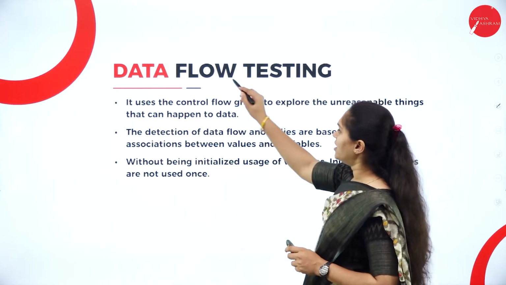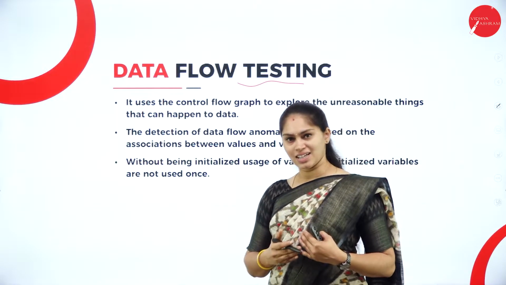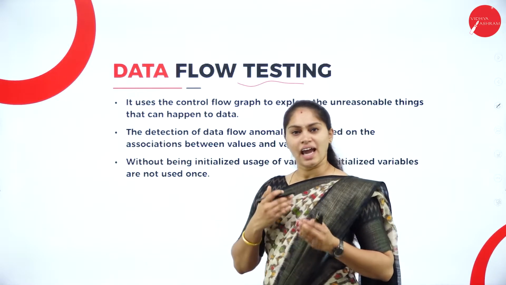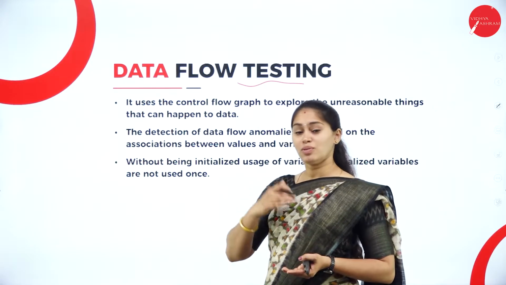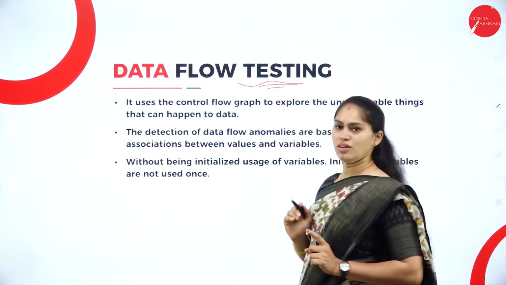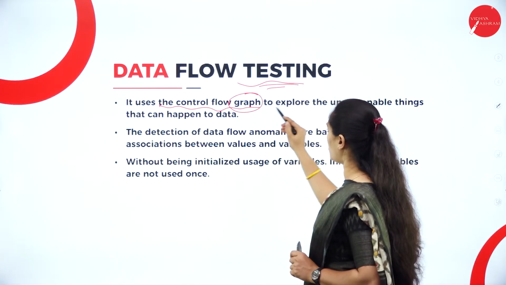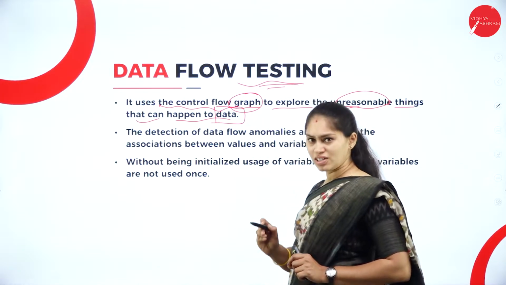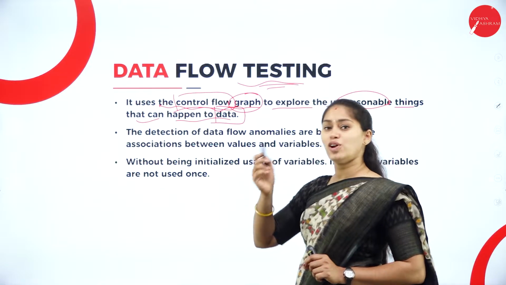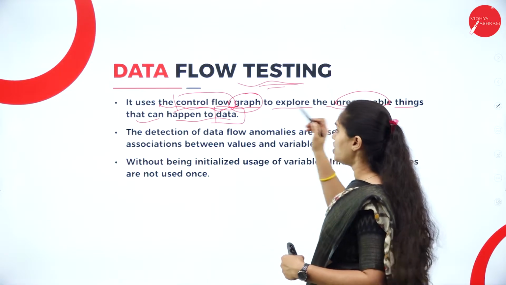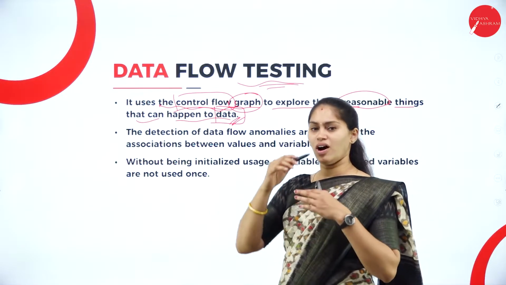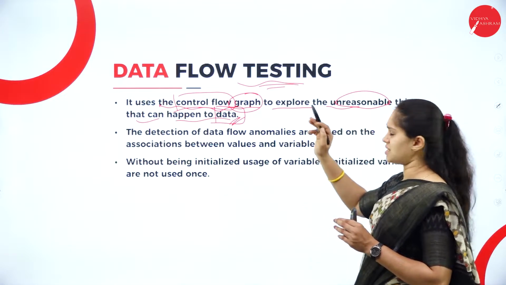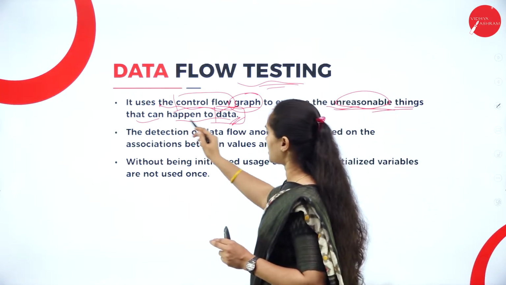Next, in the same way, we have data flow testing. They are going to take the result of a control flow, that means how the program is moving, what the structure of the program is, how it got designed. Every detail we are going to have in a control flow diagram. By taking that as an input, this data flow testing will take place. It uses the control flow graph to explore the unreasonable things that can happen to the data. So here the main concern is related to data. In control flow testing, the main concern is the control flow of a program. By taking that as an input, here we are concerned with the data. If the program is moving, or what the structure of the program is, in that what data we have. So the main concern is regarding data in data flow testing. So it specifies the unreasonable things that can happen to the data.